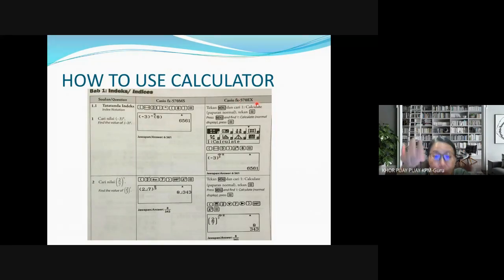Right, next one, you must also have your calculator ready. Make sure that there is battery. Don't wait until the day of the exam, then only you check, hey, no battery. Nobody is going to lend you their calculator because everyone needs it, right? So make sure you have your own calculator, fully charged or with battery, and all your other tools with you.